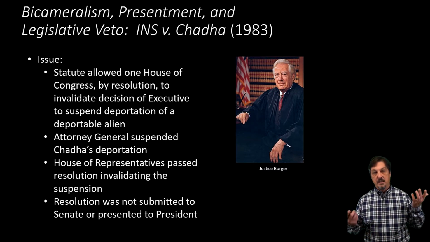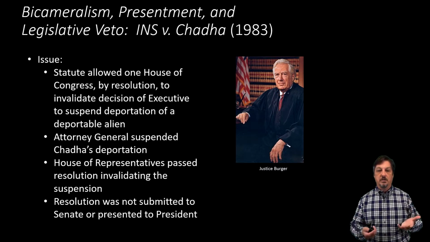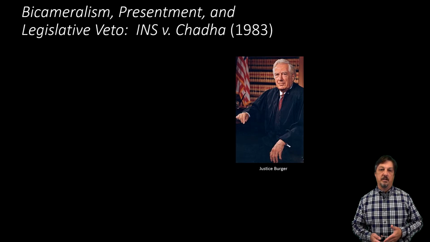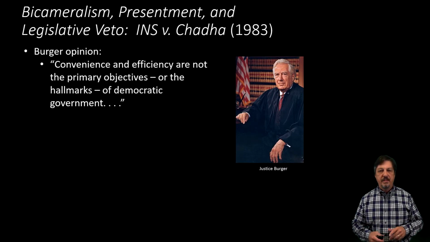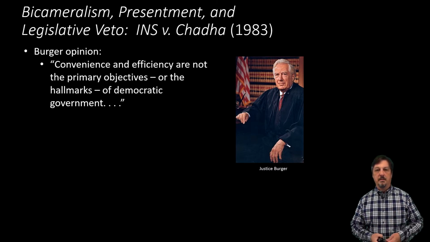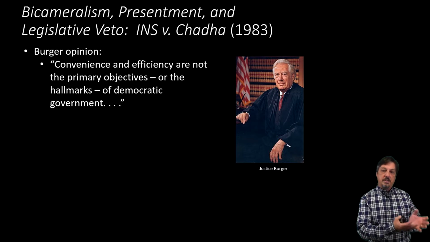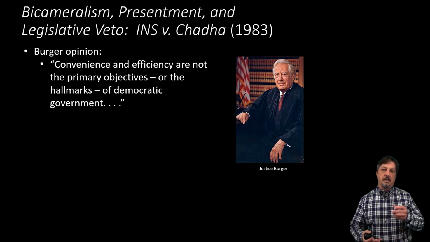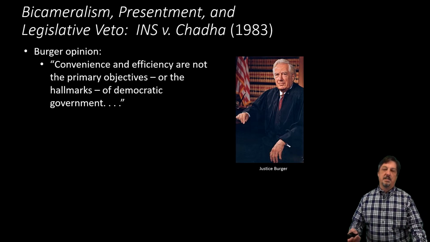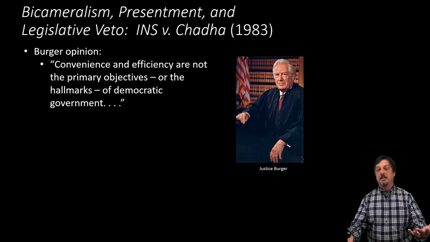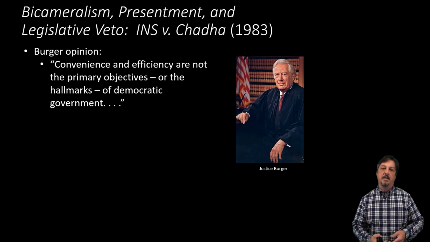So the issue is, does Congress constitutionally have the authority to do this, given that the statute allowed Congress to do it? The majority of the court, in an opinion by Justice Burger, said no, Congress does not. This would violate bicameralism and presentment. Even though this seems like an efficient way to do this, it seems less efficient for Congress to have to pass a special bill to amend the immigration law and have the Senate agree to it, have the President sign it, which may in fact not happen.